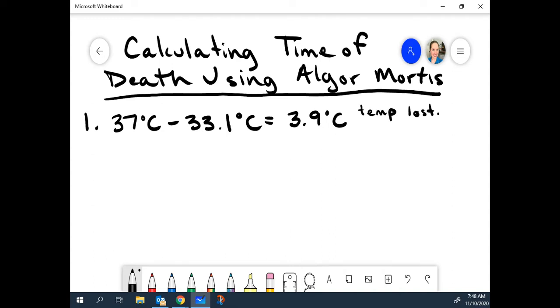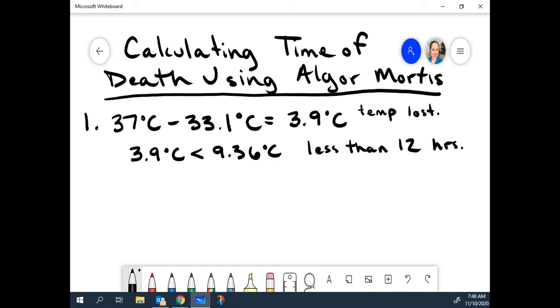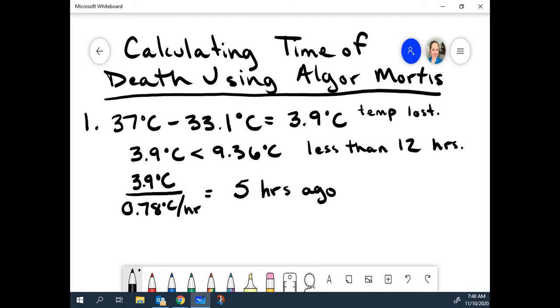So that temperature lost needs to be compared to how much temperature can be lost at 12 hours. So we're going to say, is 3.9 degrees Celsius greater than or less than 9.36? Less than. So if it's less than 9.36, then that means it was less than 12 hours ago. And that means we're going to use that example from our notes. So we're going to take our 3.9 degrees Celsius and divide it by the rate for the first 12 hours, which was 0.78 degrees Celsius per hour. And what did you get? 5 hours ago. Awesome. So 5 hours ago would be the correct answer for number 1.